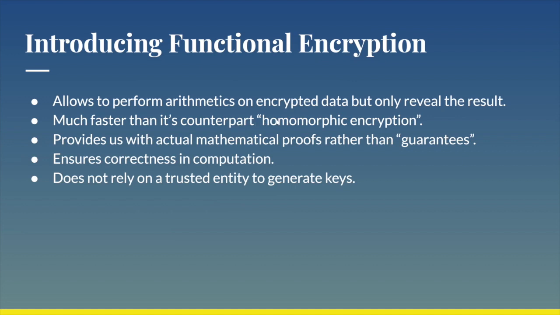It's a lot faster than homomorphic encryption that uses circuits, which is not very performant. Functional encryption is almost like public key cryptography. It's nothing really special, so it's a lot faster. It also guarantees some sort of mathematical proof that the calculation has been performed accurately, so there are no errors in the computation.